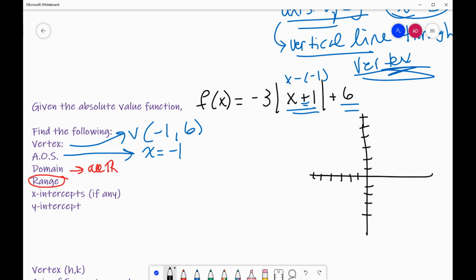That's really your first attack when you're trying to graph these absolute values. Find the vertex and plot it. (-1, 6) is obviously over in quadrant 2. So I'm going over 1 and then up 6. 1, 2, 3, 4, 5, 6. Right? Look at that. Right there.